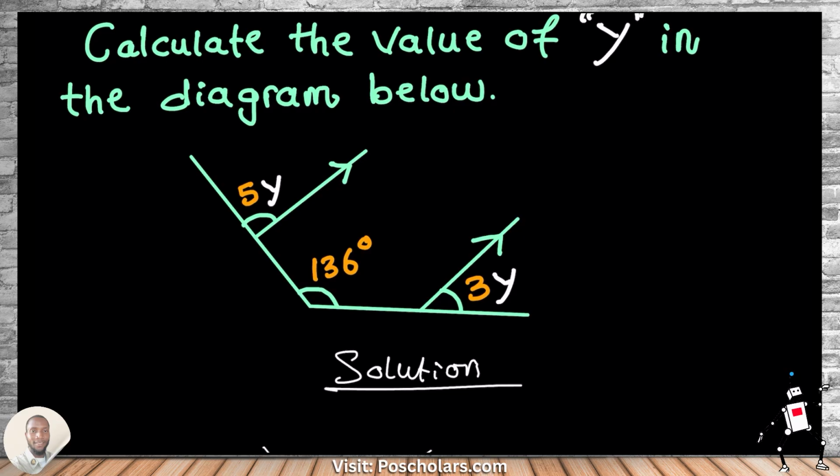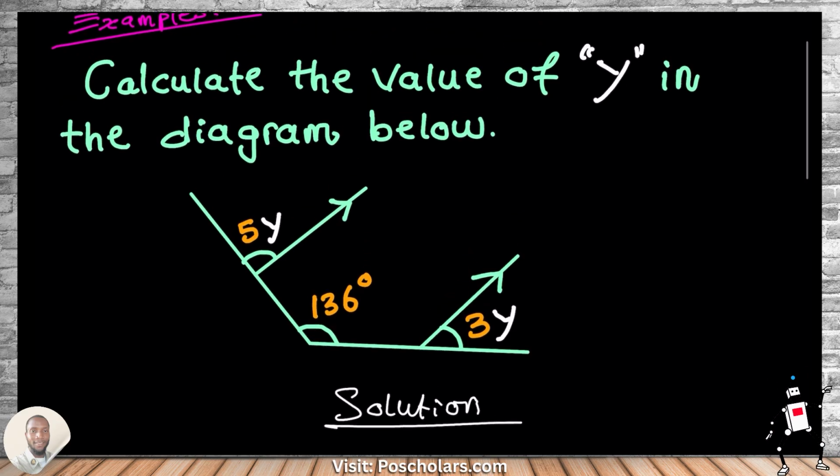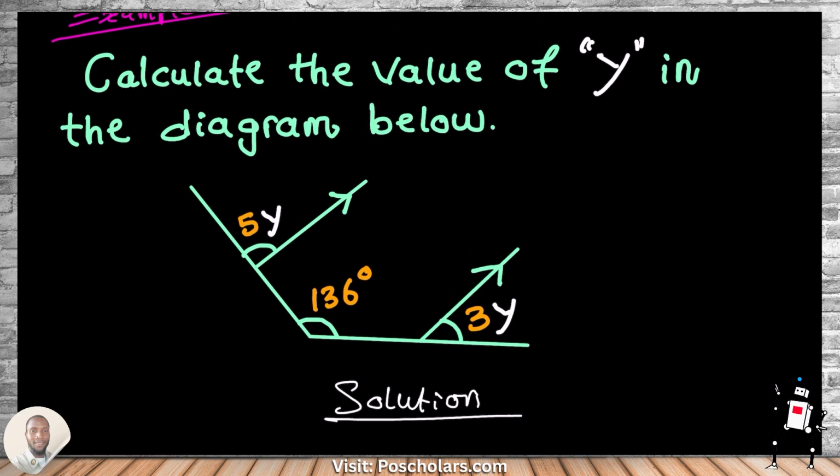Now, one mistake most students make is they don't listen to instruction, right? If you check this instruction very well, it specifies that you find the value of y. The question didn't ask you to find the value of this angle. You're only asked to find the value of y, right? So without further ado, let's get started.